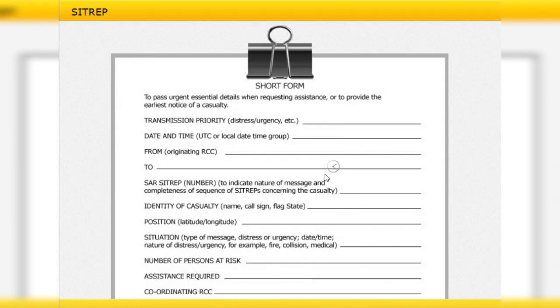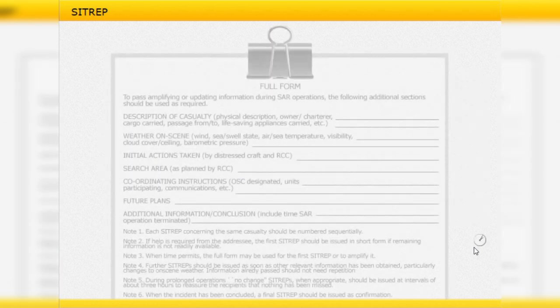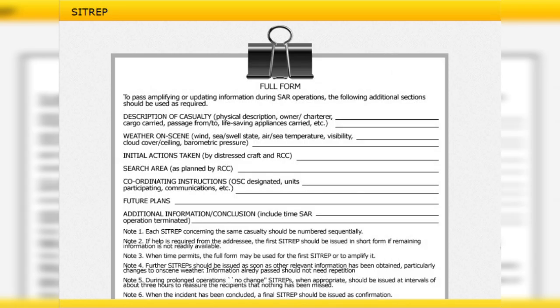The short form should be used to pass urgent details and when requesting assistance, or to provide the earliest notice of a casualty. The long form contains all the information from the short form, as well as information useful in expanding or updating information during search and rescue operations.